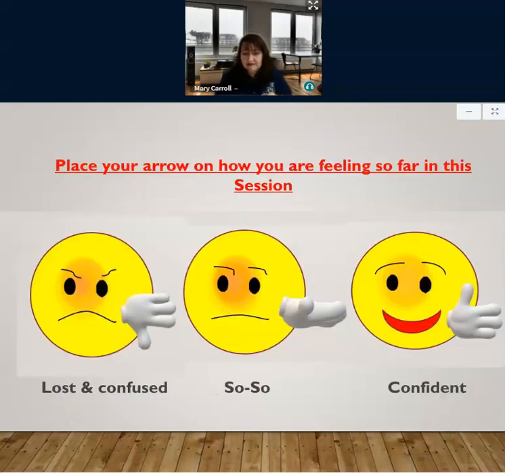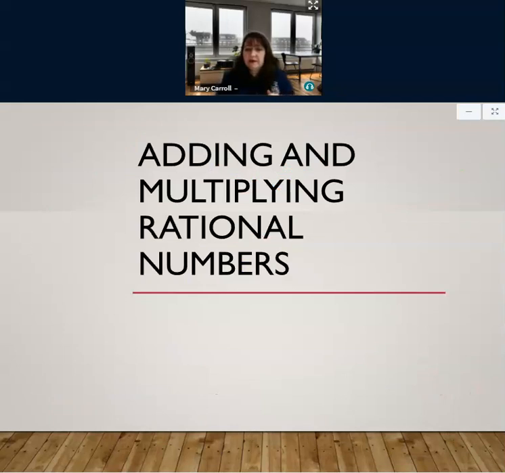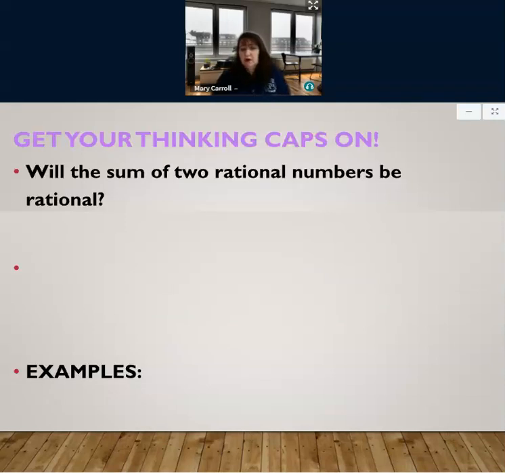Hopefully you got that. So we're going to be talking about adding and multiplying rational and irrational numbers. So let's have your thinking caps come on. Will the sum of 2 rational numbers be rational? So think of some rational numbers, some fractions and decimals. Will I get a rational number when I add them? So pause the video and see if you can figure that out and come up with at least one example.